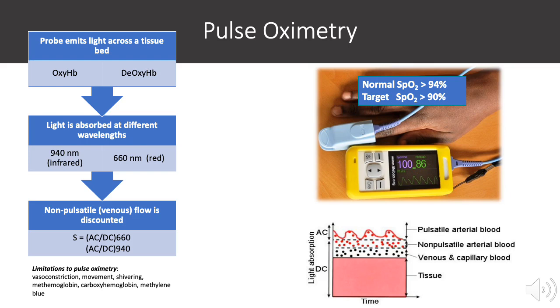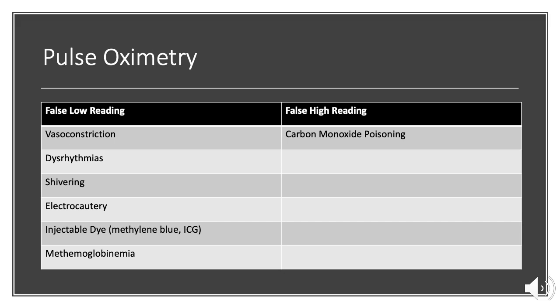Since it is the arterial oxygen saturation that is of interest, the pulse oximeter discounts any non-pulsatile flow, such as that from venous blood, capillaries, and tissues. Pulse oximetry requires a regular pulse for proper data collection and accurate readings of the SpO2. Disruption of a regular pulse detection can lead to erroneous SpO2 recordings.